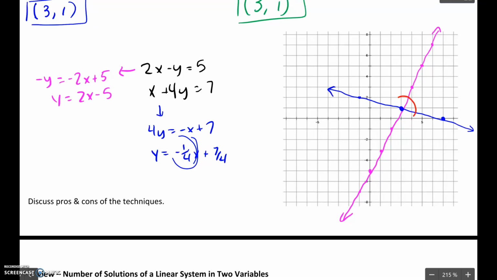And we intersect right here, and that point is (3, 1). So we have found the same answer in all three ways. Now, pros and cons of the technique.